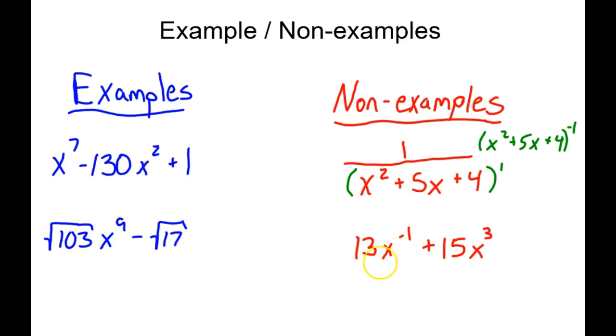Now we go to the second example. We have 13x to the negative 1 plus 15x cubed. Coefficients of 13 and 15, those are real numbers. The issue here is we have negative 1 as an exponent. That is not a whole number.